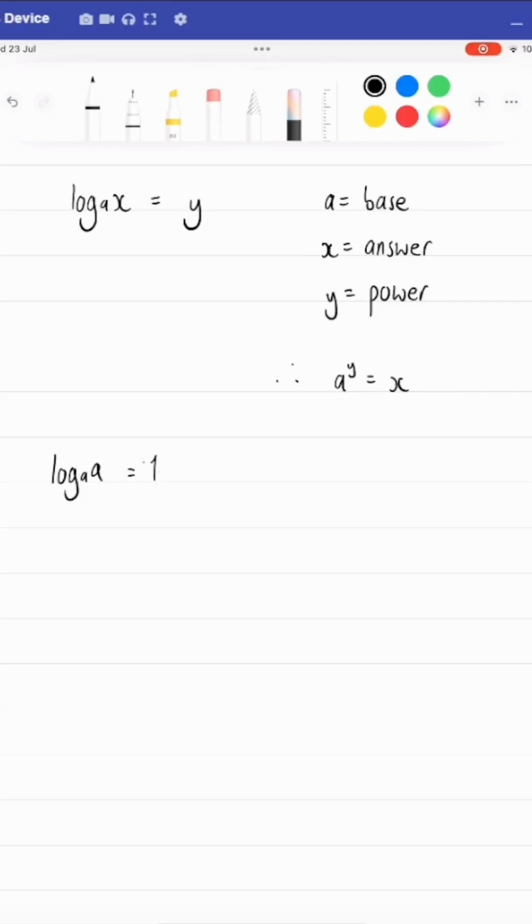Similarly to indices, if the base of the log is the same as the answer, then it's 1, and if it's the log of 1, then it's 0. If you're working with e, then you'll need to use natural logs, which is just log to the base e.